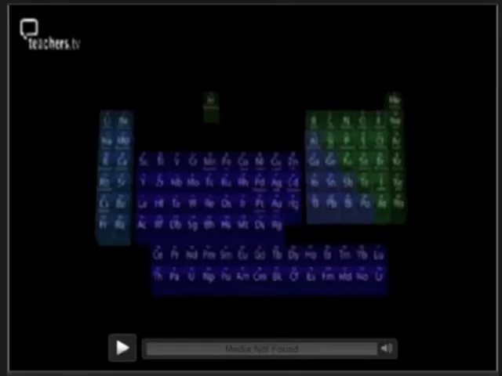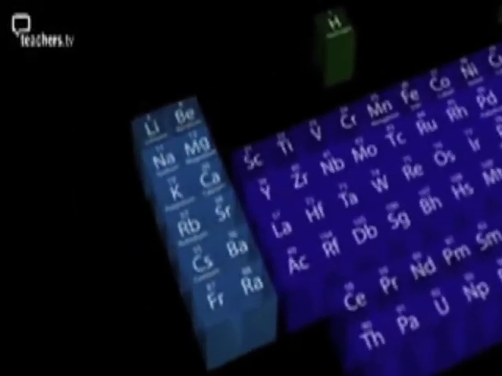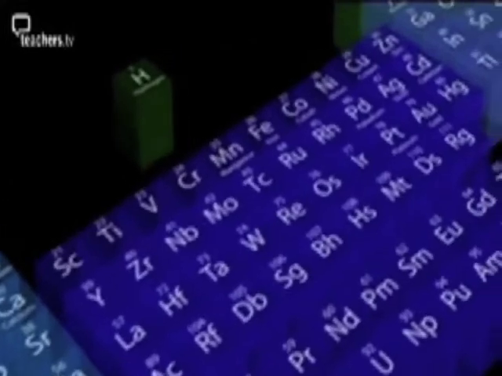And here's a short BBC clip showing how the properties of elements periodically repeat themselves. Elements are grouped together in the periodic table. Those shown in green are non-metals. The majority are metals, shown in blue.